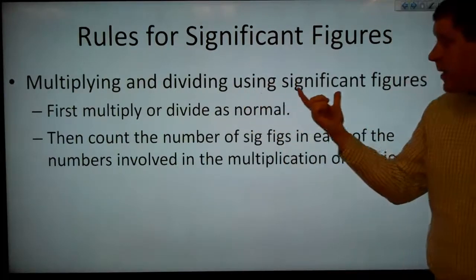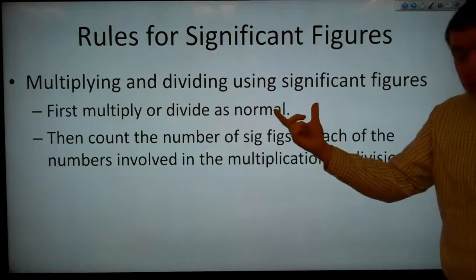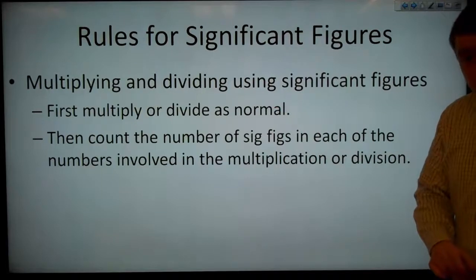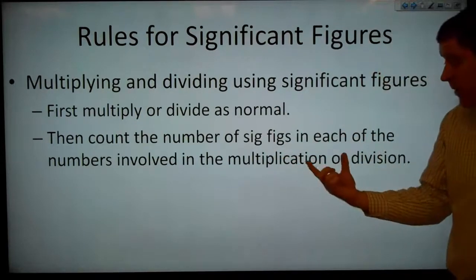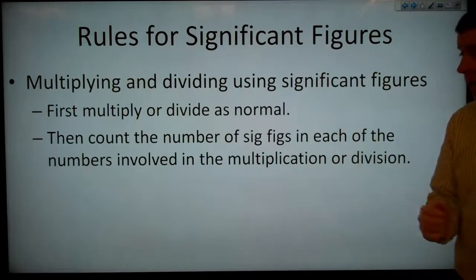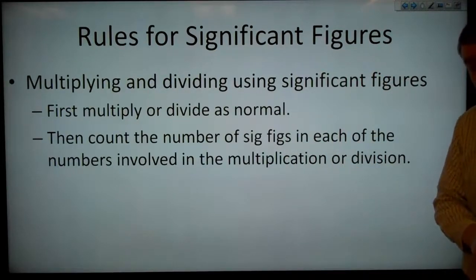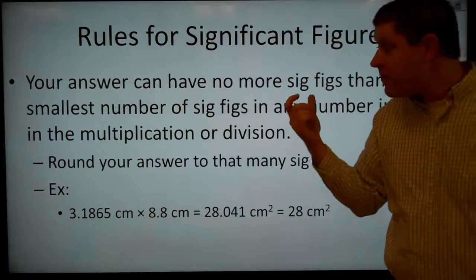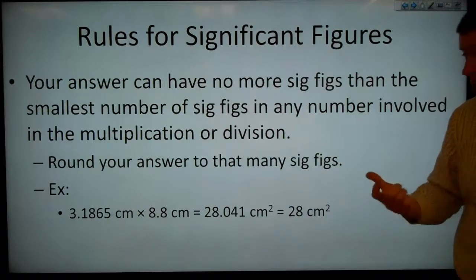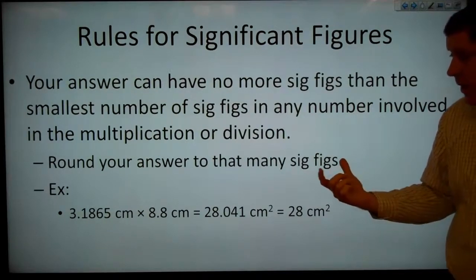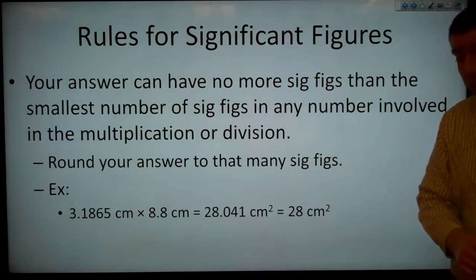When we're multiplying and dividing using significant figures, first, we multiply or divide as normal, just like we did with addition and subtraction. Then, we count the number of sig figs in each of the numbers involved in the multiplication or division, and then our answer can have no more sig figs than the smallest number of sig figs in any number involved. And then we round our answer to that number of sig figs.